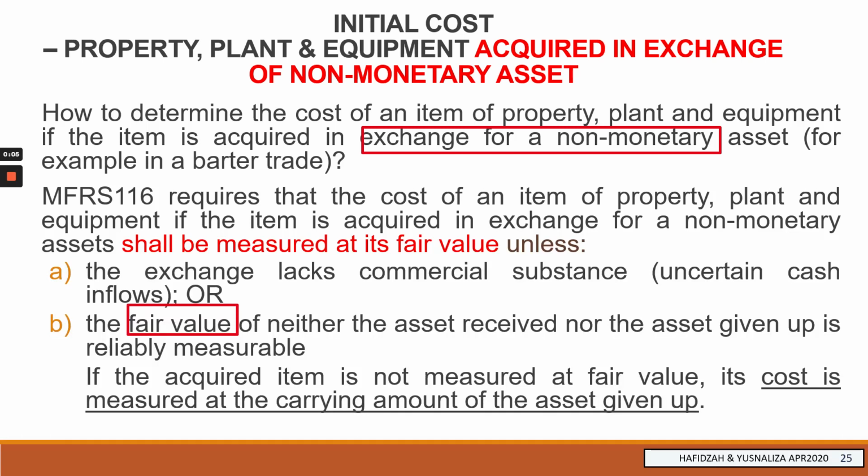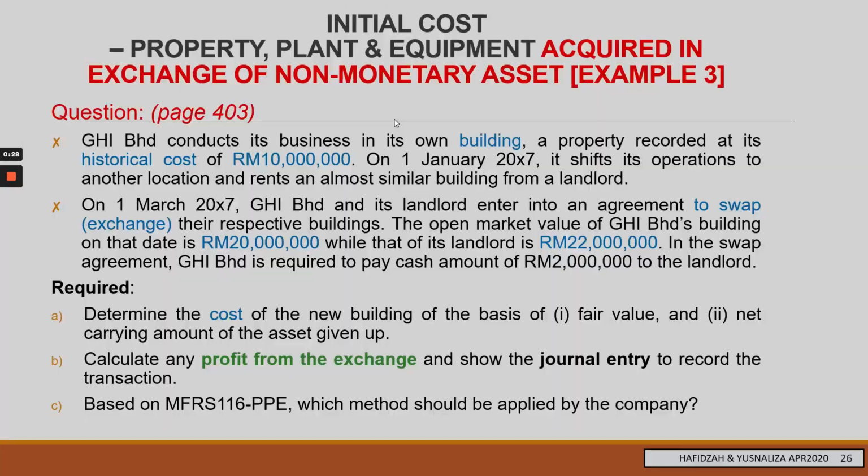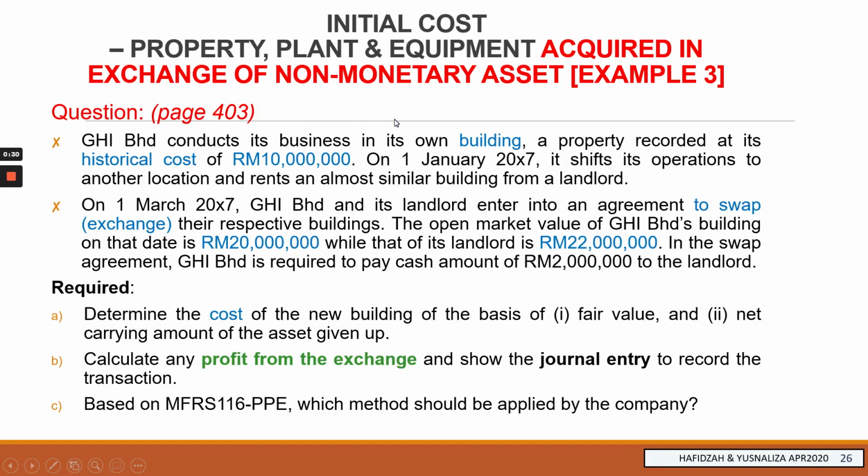This is part B2 of the lecture and examples on MFRS 116 Property, Plant and Equipment. In part B1, I have already discussed the initial measurement, and I stopped at initial measurement for property, plant and equipment that was acquired in exchange for non-monetary assets. I stopped at this slide and I'm now going to proceed with the example.